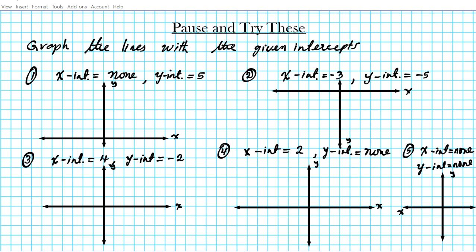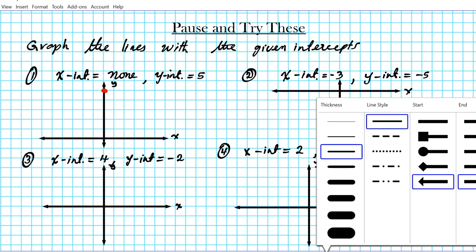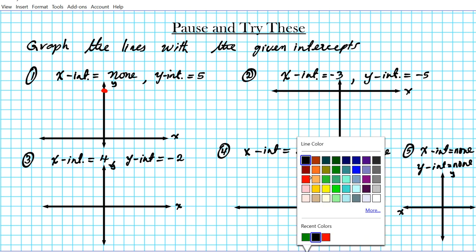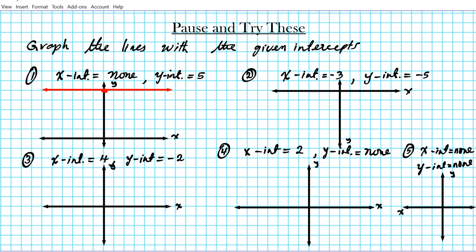Alrighty, welcome back. So hopefully you had a chance to try out the problems. Let's take a look at what the graphs look like. So for the first one, the y-intercept is 1, 2, 3, 4, 5. The x-intercept is none. So in this particular case, we're going to be having a horizontal line right here. Moving along.